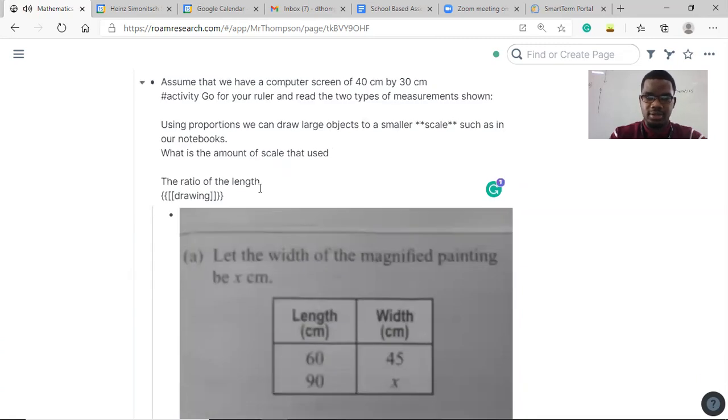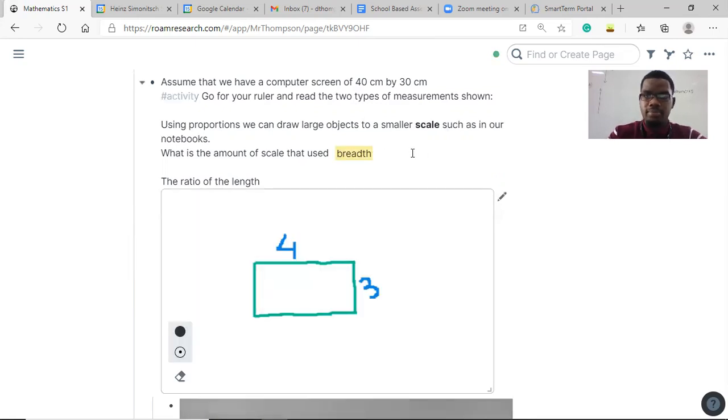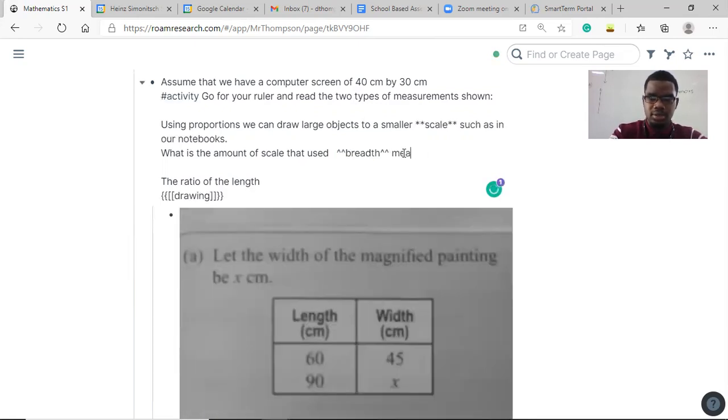Breadth. All right. Breadth. The word breadth. Let's highlight it. It's a new word for today. Breadth means. Let's put breadth. Here we go. The word breadth means the same as width.